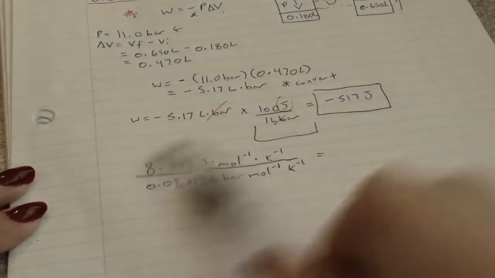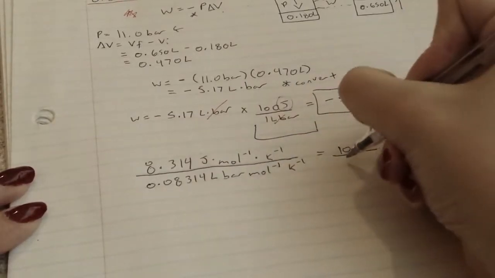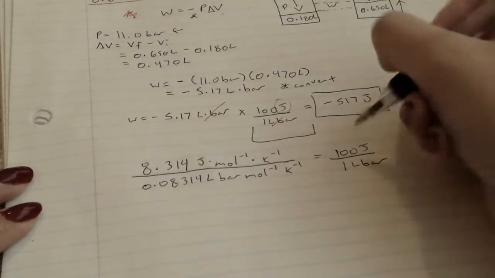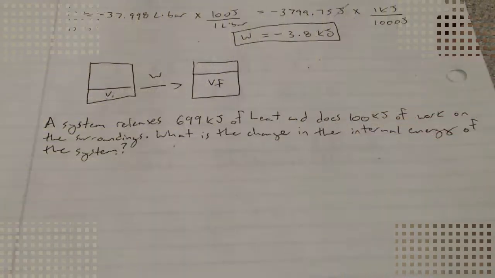Then we exclude all of these things and just cancel them out. It works out to be exactly what we have above, which is 100 joules per 1 liter bar. So that's exactly what we put in here in order to get the right units that they asked for.